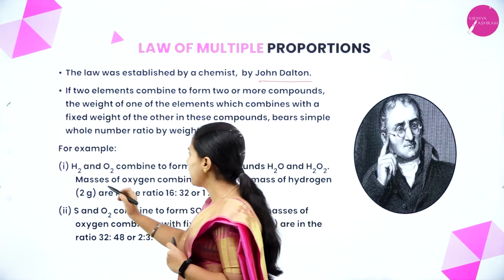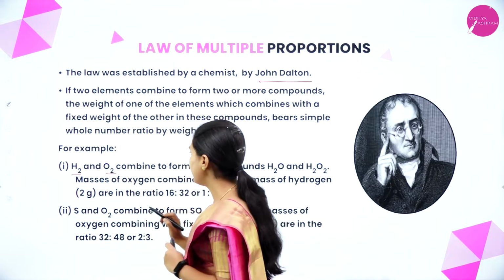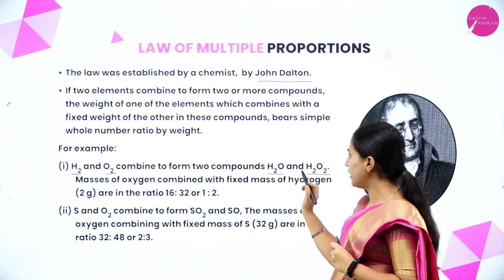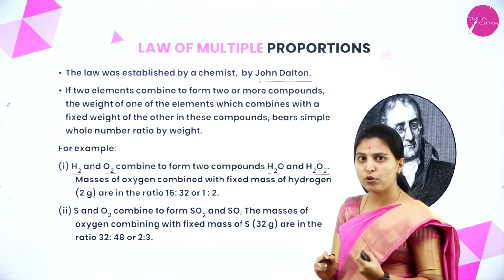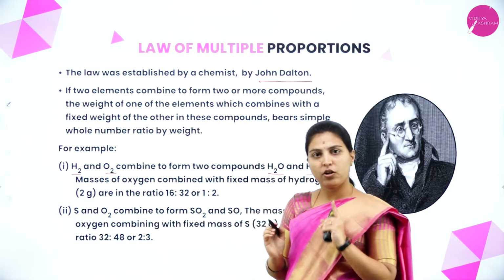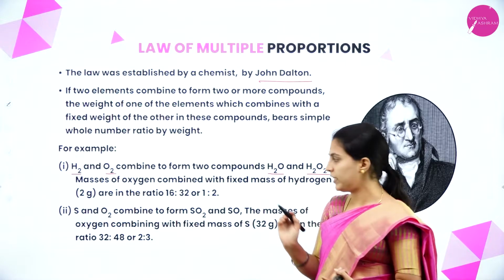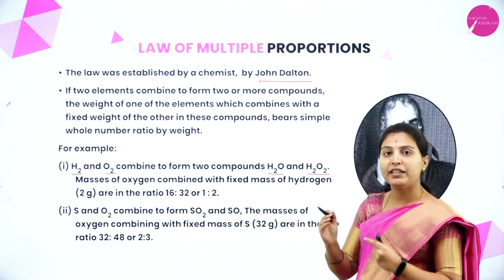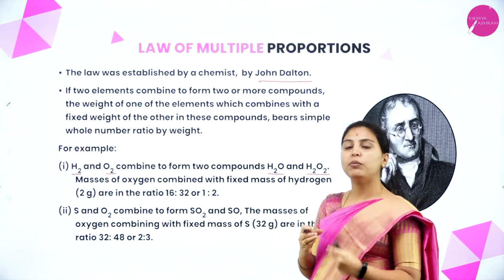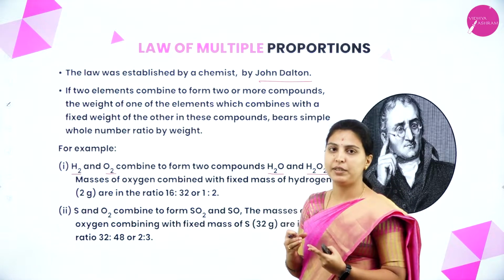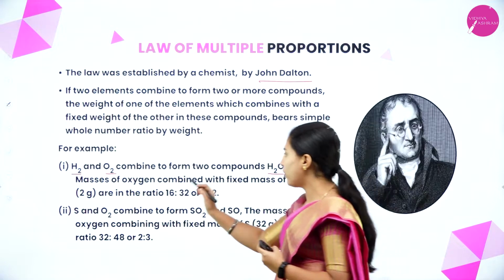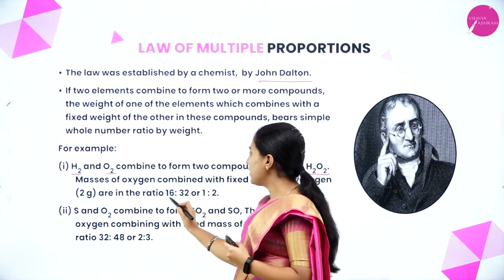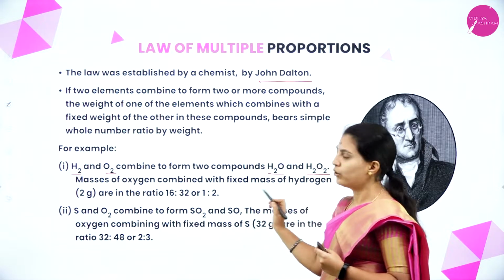For example, see here, hydrogen and oxygen combine to form two compounds, H2O and hydrogen peroxide. These two compounds are different. But for these two compounds, the elements are the same, hydrogen and oxygen only, but with a different proportion. By varying the proportion, you can form two or more compounds using the same elements. The masses of oxygen combined with a fixed mass of hydrogen, 2 gram, are in the ratio 16:32 or 1:2.